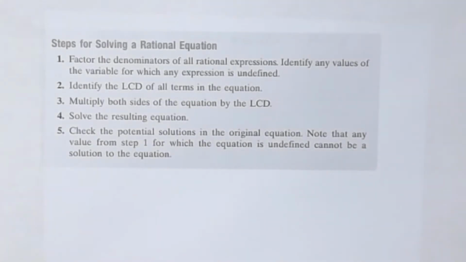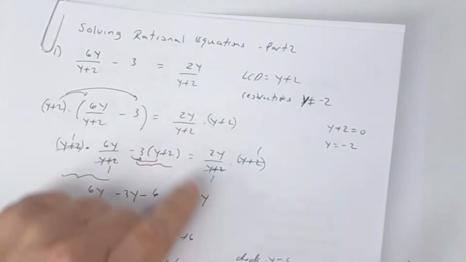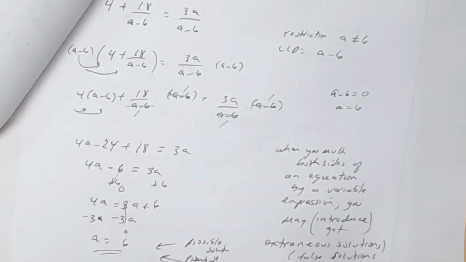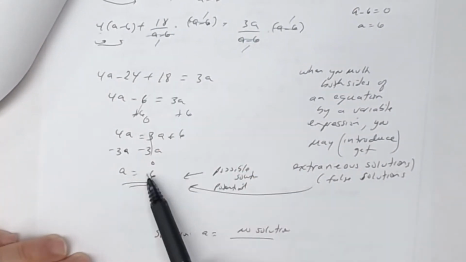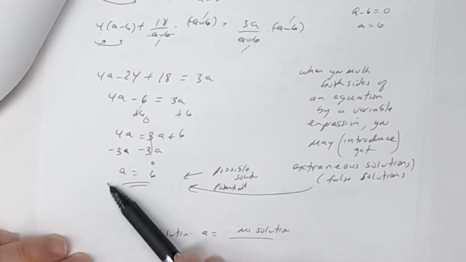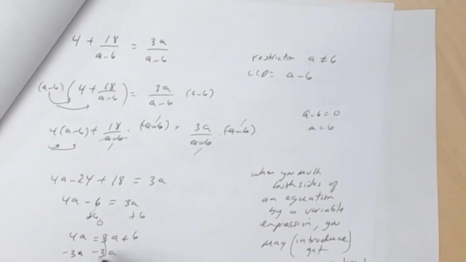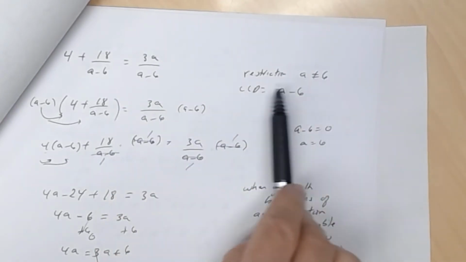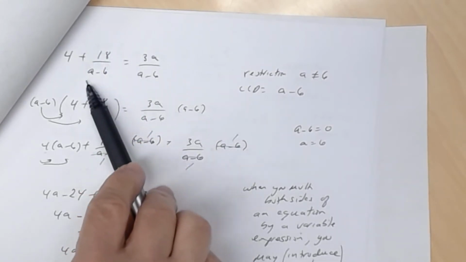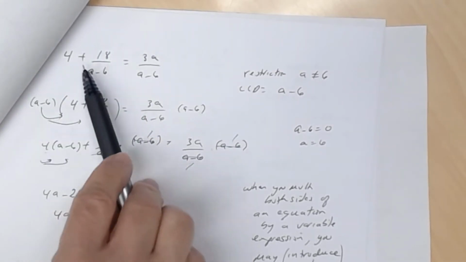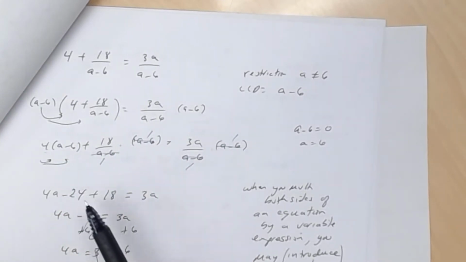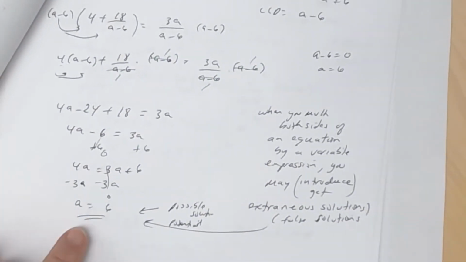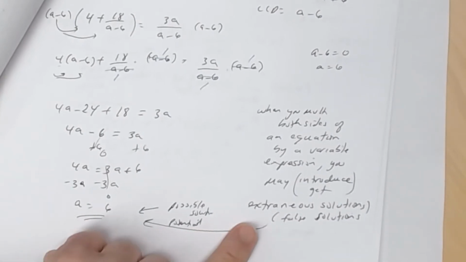Now, that was important because of this part about it being undefined. Notice that when we did part 2, there were situations where we got a potential solution, and we saw that it was a restriction, which meant that that number made this rational expression undefined, because the denominator was 0 in at least one of these fractions. And so that was, remember, called an extraneous solution.